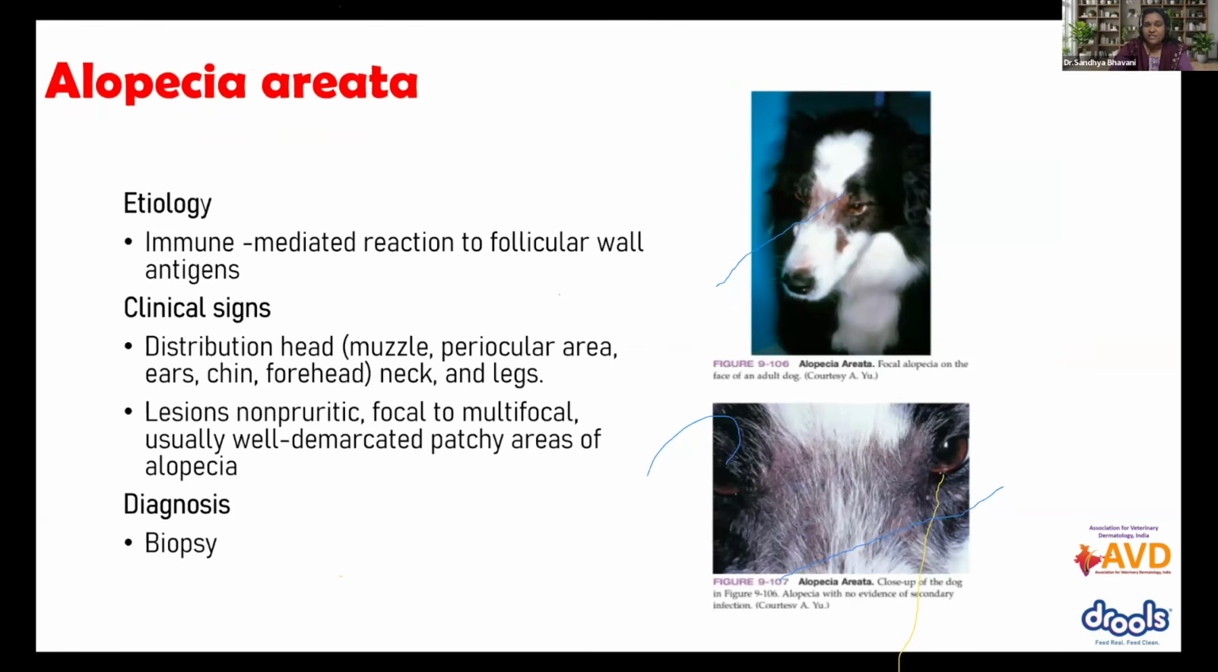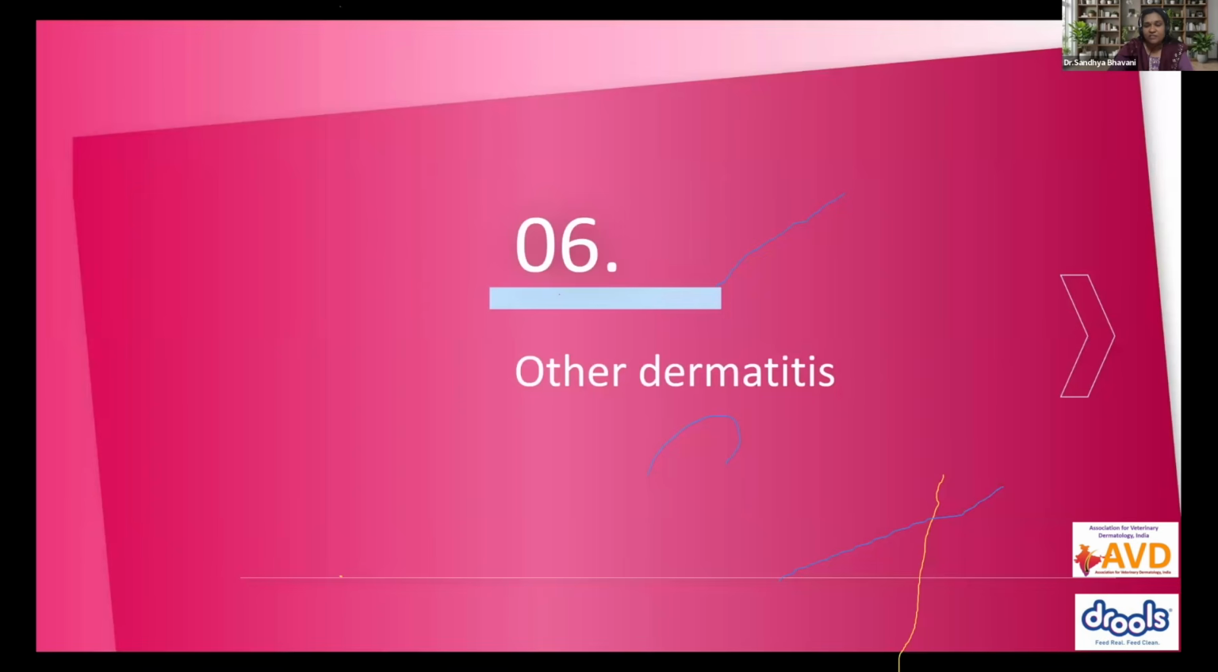So alopecia areata is where the protein of the hair will be affected. There will be complete hair loss, especially on the face. There is no treatment. It is a cosmetic disease of the dog. The last one is the other dermatitis.